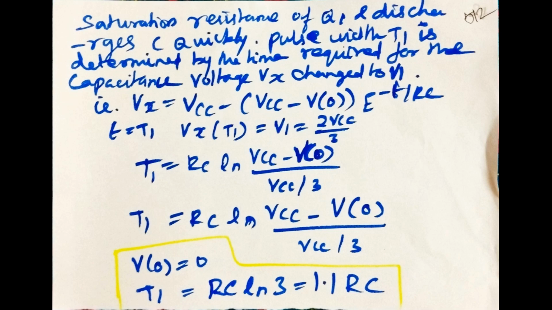Pulse width T1 is determined by the time required for the capacitor voltage Vx to change to V1. That is, Vx equals VCC minus (VCC minus V0) e power minus t by RC. At small t equal to capital T1, Vx of T1 is equal to V1, equal to 2 VCC divided by 3. Finally, we find with V0 equal to 0, T1 is equal to RC ln 3, equal to 1.1 RC.